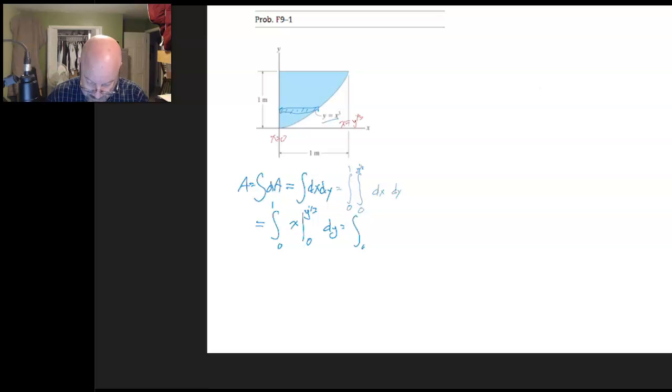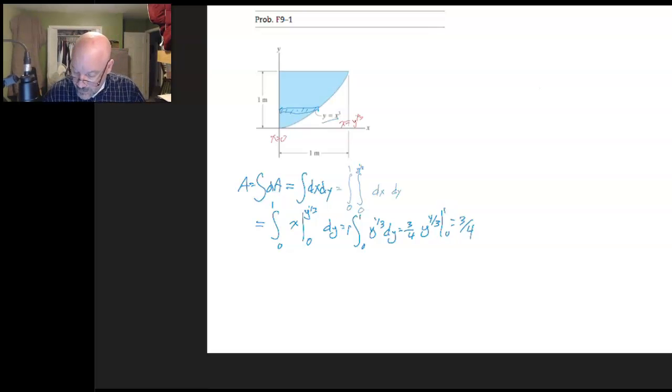So then I'm going to end up with 0 to 1, and I've got y cubed dy. And of course, then that becomes y to the 4/3. But I need a 3/4 on that because it's a 1 out front there. And my limit from 0 to 1 means that just turns out to be 3/4. Just like that.